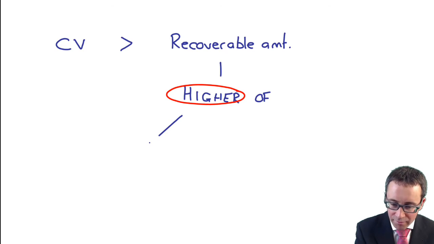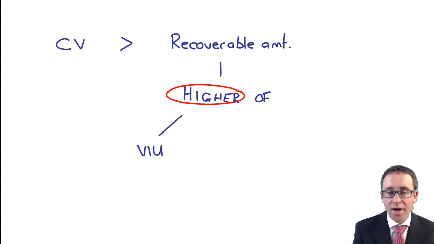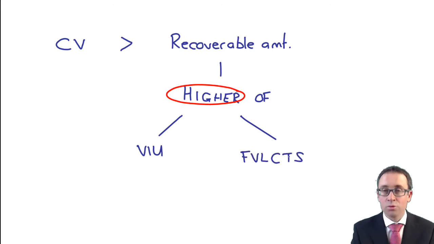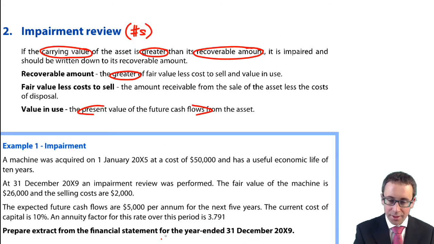So the higher of the VIU, value in use, and fair value less cost to sell. Okay, there we go. If you remember that in the exam, you shouldn't go too far wrong. Okay, excellent.